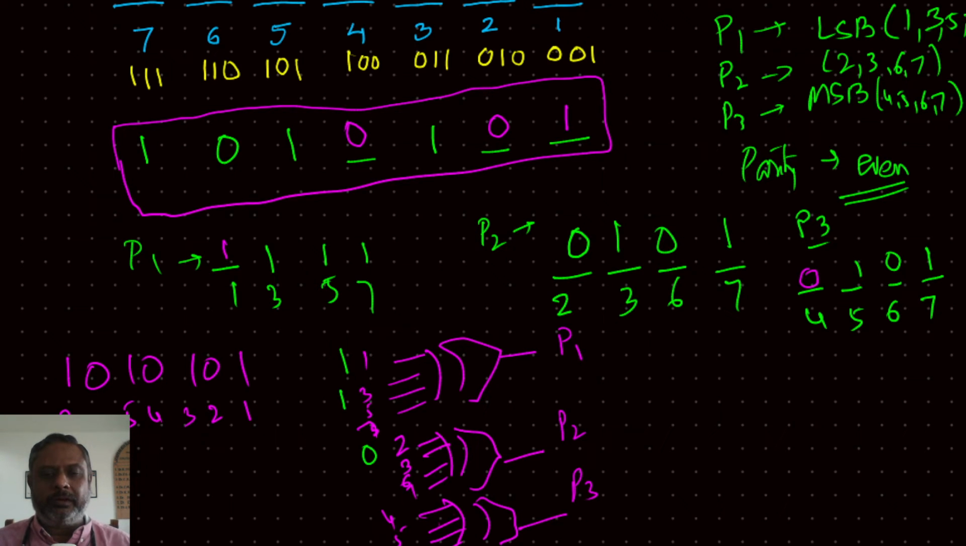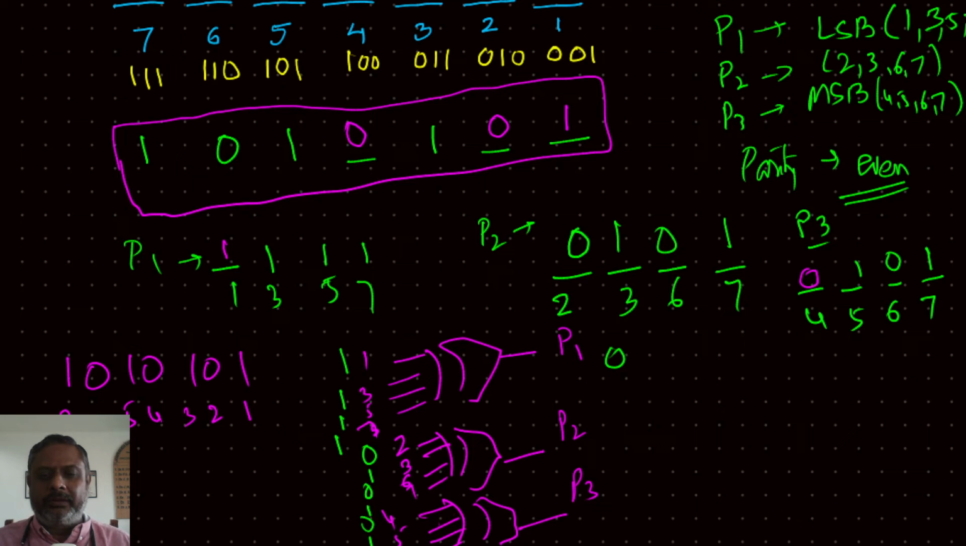So if the correct values are received on the other side, P1 is 1, P2 is 0, P3 is 1, P4 is 0, P5 is 1, P6 is 0, P7 is 1. So we have at P1, if you look at it, 1, 2, 3, 4, 4 ones are there. So it is an even number of ones, therefore the output is 0.